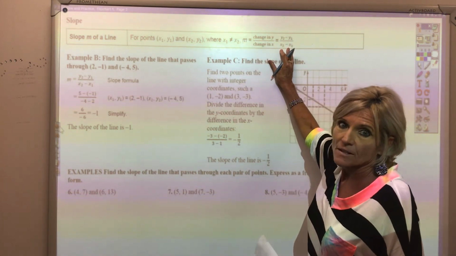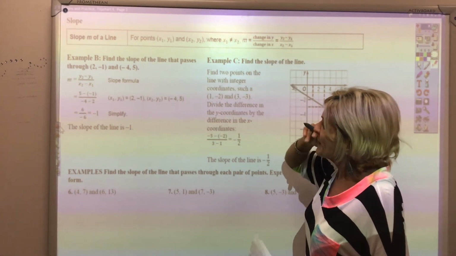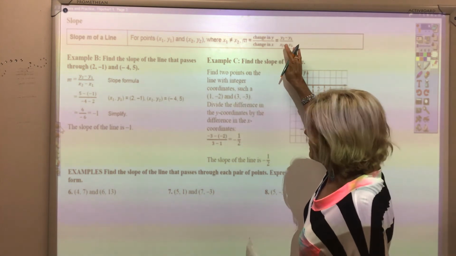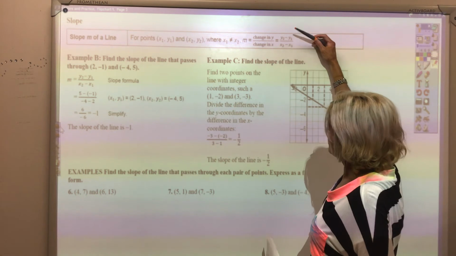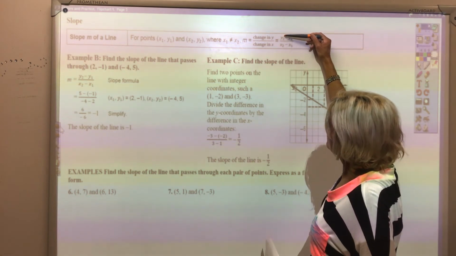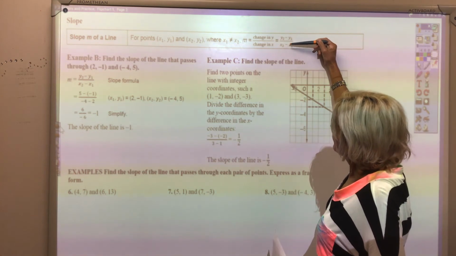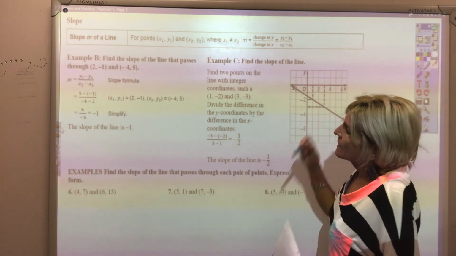So that's an undefined slope. We want to make sure that when we're calculating the slope, if there's an actual slope, x1 and x2 are not the same. So you do your change in y, or y sub 2 minus y sub 1, over x sub 2 minus x sub 1.